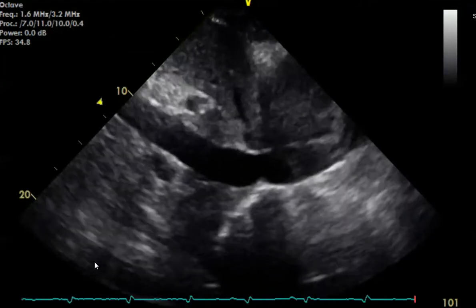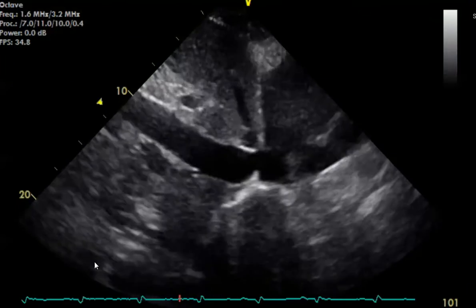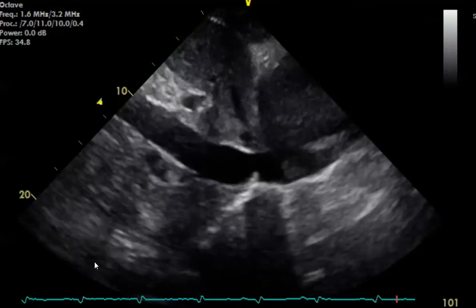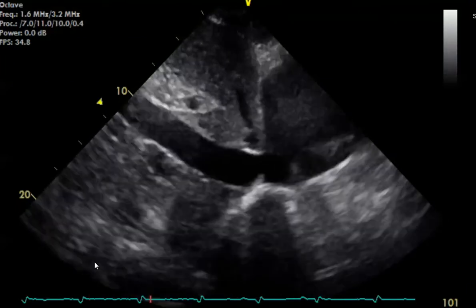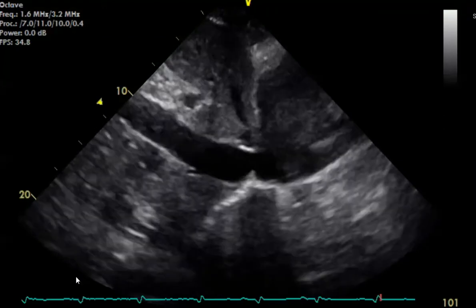So always, in every patient you're echoing, take a look from the parasternal, the subcostal, the apical windows, and put the results of those together and come up with the best picture you can of what's happening.